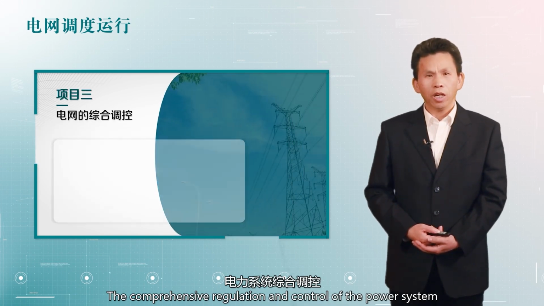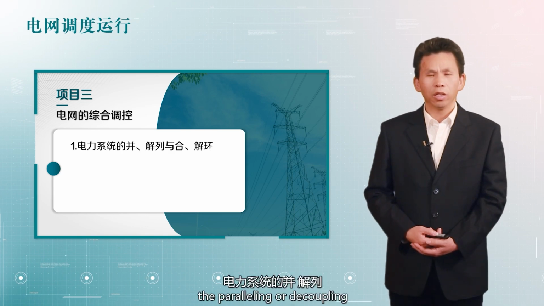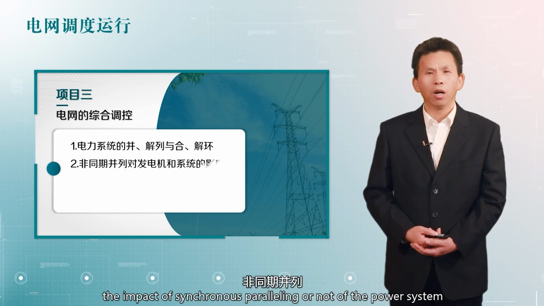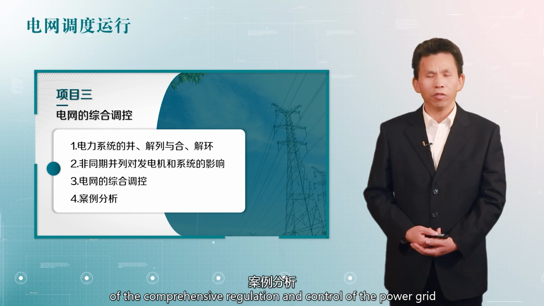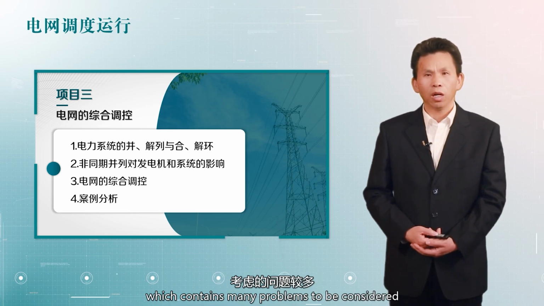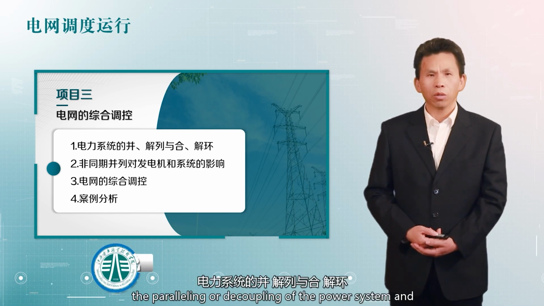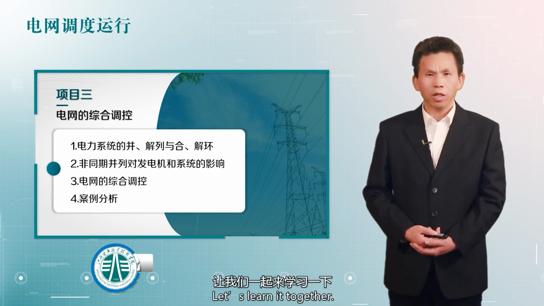The comprehensive regulation and control of the power system includes the following contents: the paralleling or decoupling, and the loop closing or loop opening of the power system. The impact of synchronous paralleling or not of the power system on the generator and the system. The case study of the comprehensive regulation and control of the power grid is a relatively complex operation of the power grid, which contains many problems to be considered and has a great impact on the power grid. Next, we are going to learn the paralleling or decoupling of the power system and the closing or opening of the loop network. Let's learn it together.